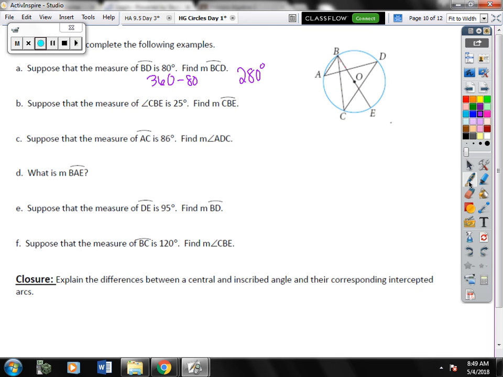Next one, suppose that the measure of angle CDE is 25. Find the measure of arc CBE. So 3 letters tells us it's a major arc, which means it has to be this whole thing. So you actually need to find out the part of the arc you don't want first. How big would arc CE be? Brett? 50. Angle times 2 gets us our arc. Then we'll use circle sum. 360 minus 50 will get me 310.